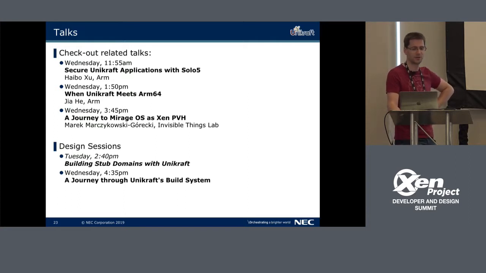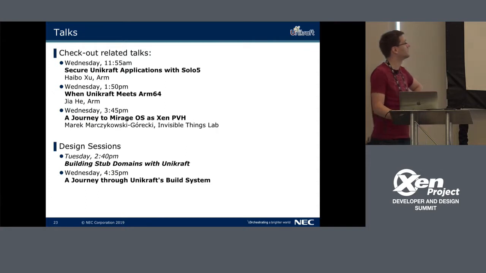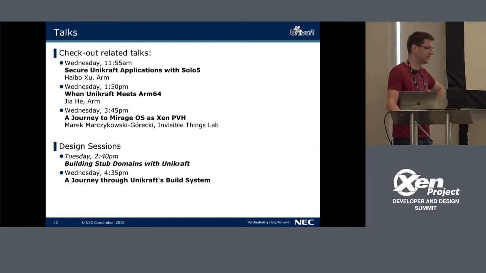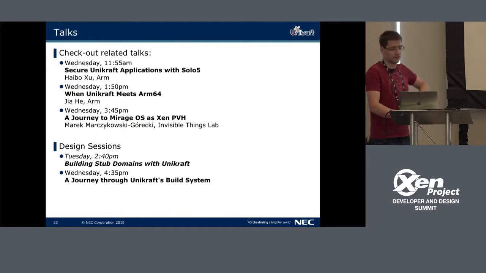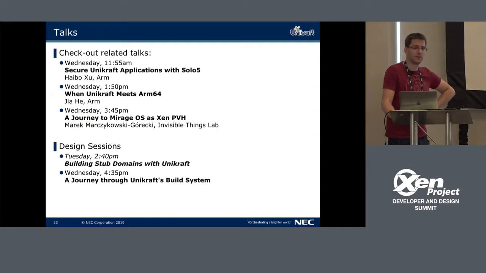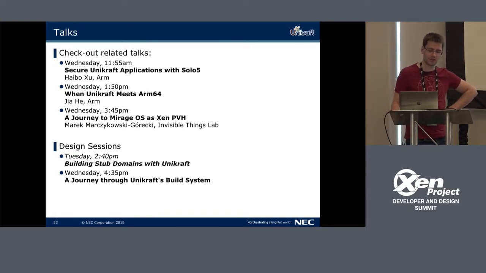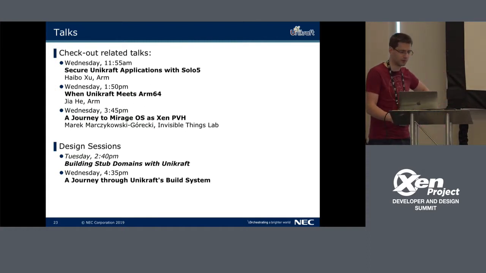This is about porting it to Solo5, which is now in the meantime a really minimalistic VMM that you can use for unikernels. Another talk is about all the work that ARM did for porting Unikraft to ARM64. And then there's another related talk from Marek regarding Mirage as a PVH, and one part of it is looking into whether they could use Unikraft for their port.